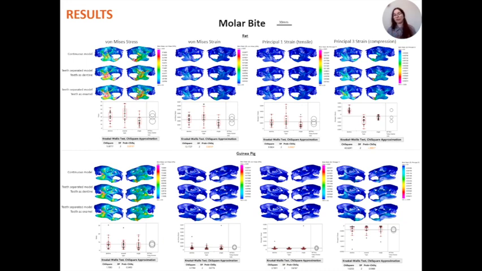Now, for the rat, there was a statistical difference when the teeth were modeled as separate from the rest of the skull compared to if they were just modeled as continuous with the rest of the bone. The guinea pig, there was no statistical difference in how they were modeled.